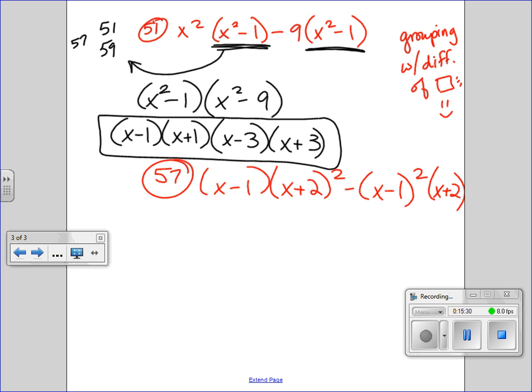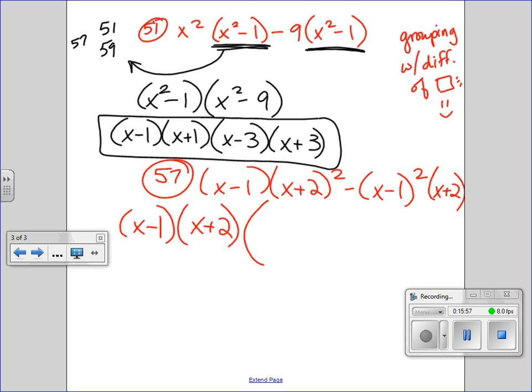Correct? What is the GCF of this thing? We have one x minus 1 quantity. Do you have anything else? Or is it x plus 2? X plus 2, okay. You guys agree? So that's my GCF.